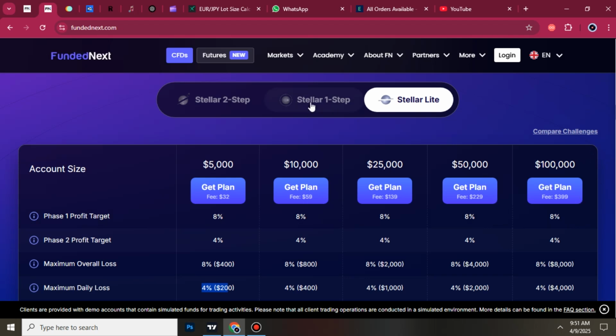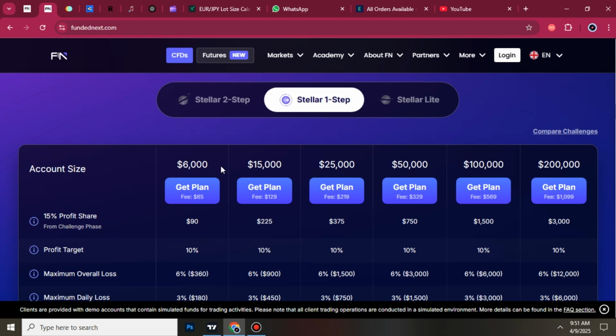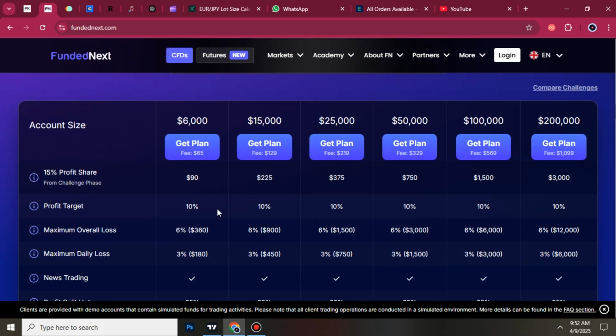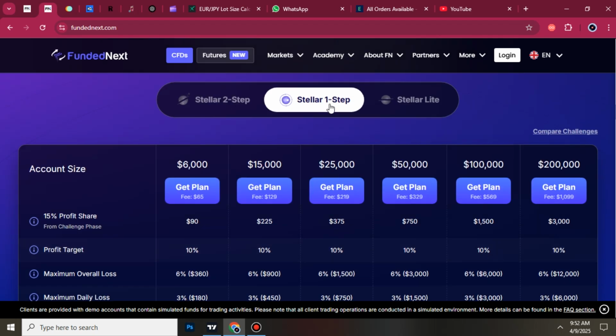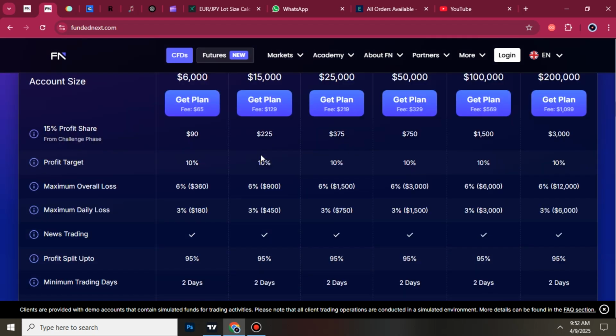Now for those who say, oh man, I don't like the two-step challenge, we have a one-step challenge. For the one-step challenge, 6k goes for $65. Now if you have $100 in your personal funding, take $65 off that $100, and purchase your 6k, whether it's 6k, 15k, 25k, up to $200,000. Start trading, get funded. That is, pass the challenge, phase 1. Since we're talking about the Stellar step, you only need to pass the first phase, right? Then you get funded, with a 15% profit share. That is what we get, right?